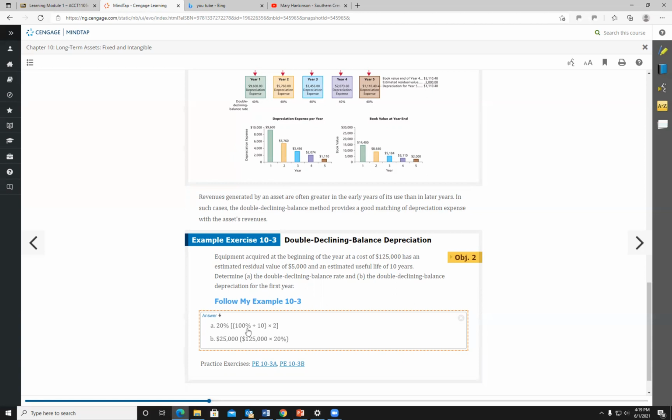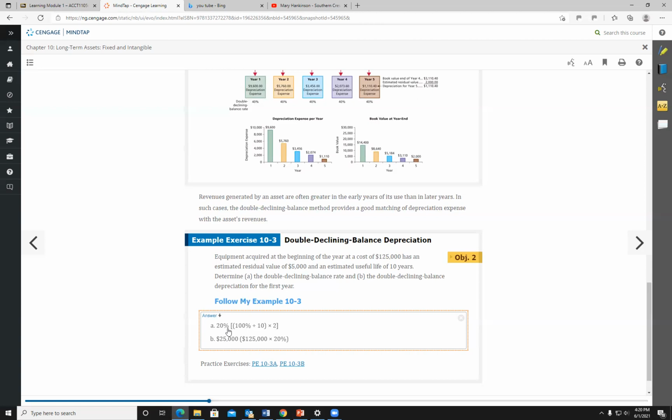Again, you're going to take 100% and divide it by the useful life. Useful life is 10 years. So 100% divided by 10 equals 10%. Now it's double declining, so you multiply that by 2. 10% times 2 equals 20%. That is your double declining balance rate.